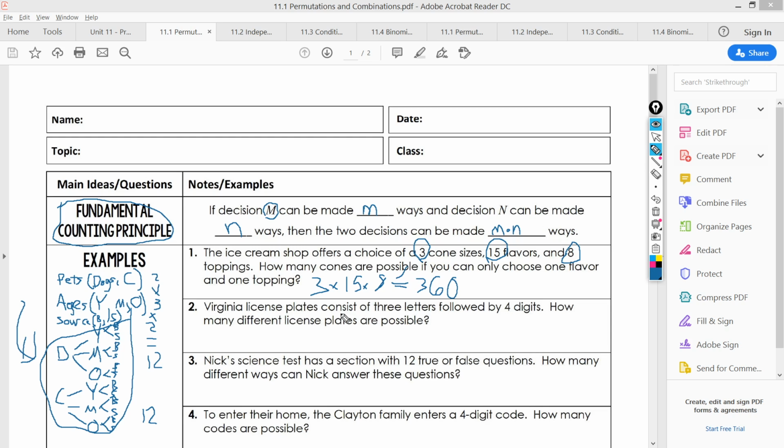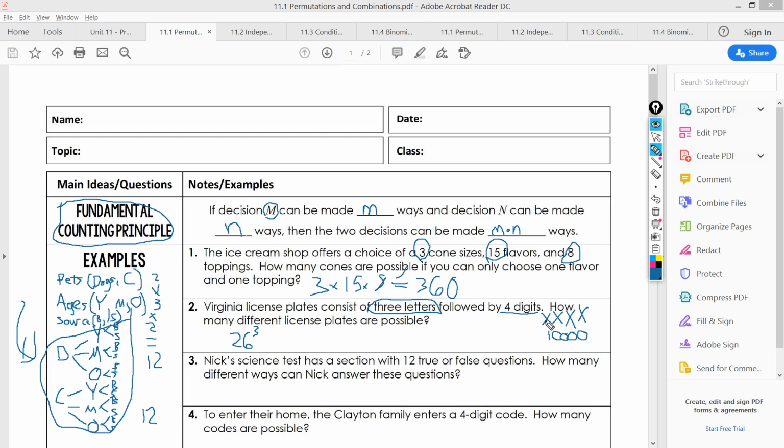Okay, a Virginia license plate consists of 3 letters followed by 4 digits. How many different license plates are possible? Well, 3 letters. Okay, well, how many letters are there? There's 26. So that means we're doing 26 times 26 times 26, or 26 to the 3rd power. And there are 4 digits. And this one can be a little tricky if you're not thinking about it right. Like how many, if I have 4 digits, X, X, X, X, how many different combinations of digits are there? Well, that's just the same as counting all the combinations, okay? And that's 10,000.